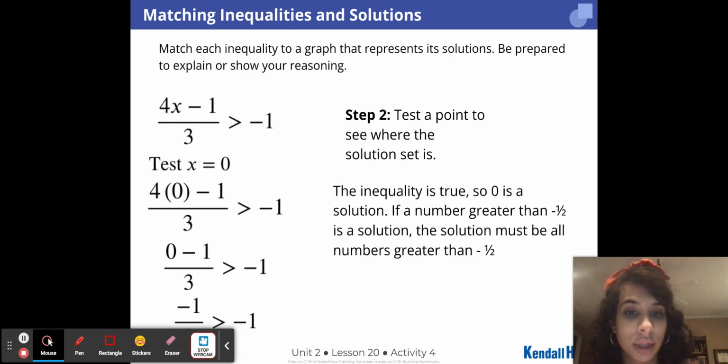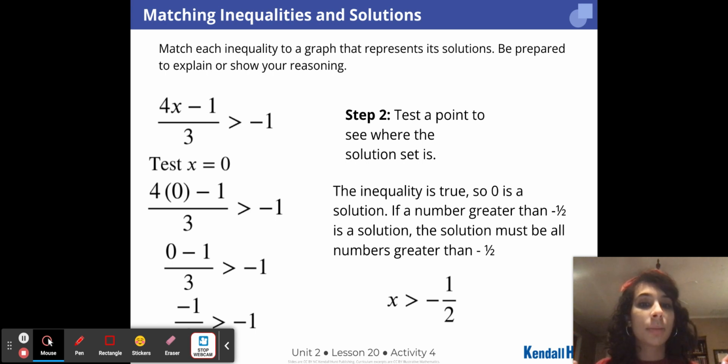Since the inequality is true, 0 is a solution. So if a number greater than negative 1/2 is a solution, the solution must be all numbers greater than negative 1/2, right? If that inequality is part of our solution set, then all numbers greater than negative 1/2 are part of that solution set. And so my solution set is any number greater than negative 1/2. If 0 was not a solution, then all numbers less than negative 1/2 would have been your solution.